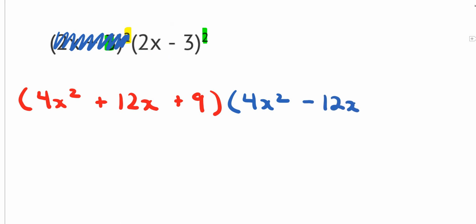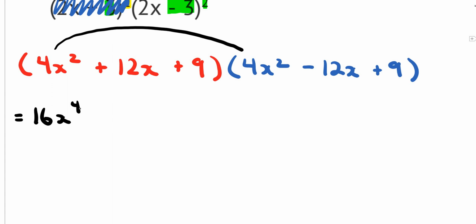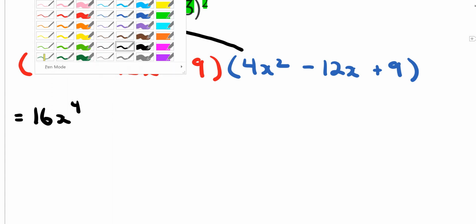And then finally, at the very end here, I have my negative 3, and we square that. So negative 3 times negative 3 will be positive 9. Okay, so this is kind of a longer problem now. We need to apply FOIL here in a way. So let's go ahead and do that. You take your 4x squared and times by your 4x squared, and if you do that, you get 16x to the power of 4, right?